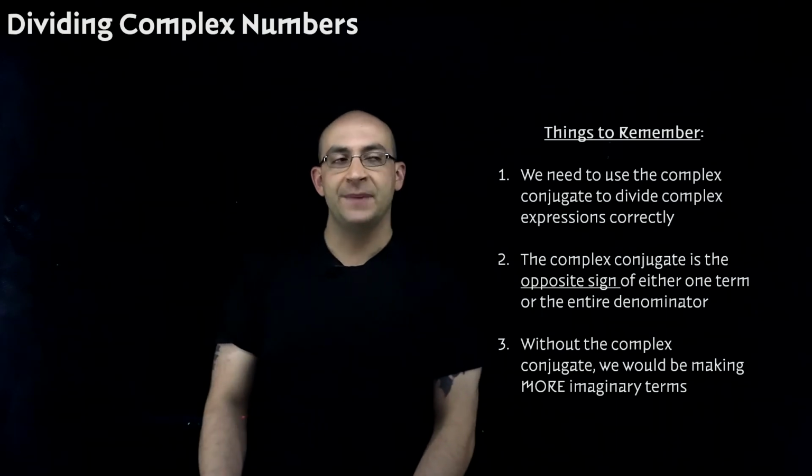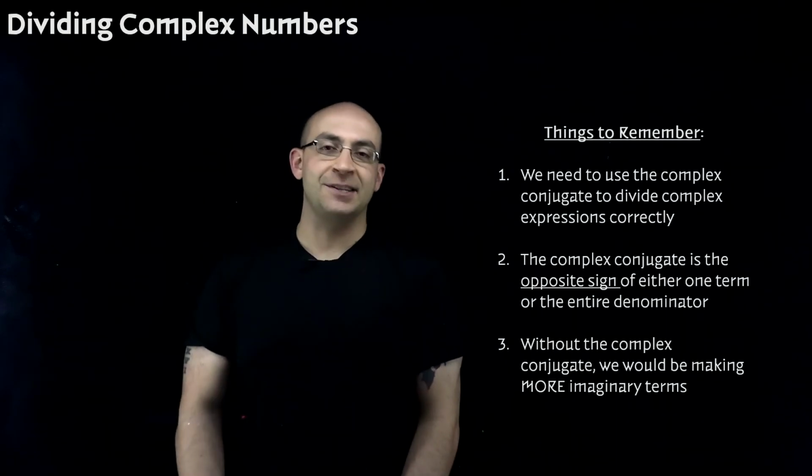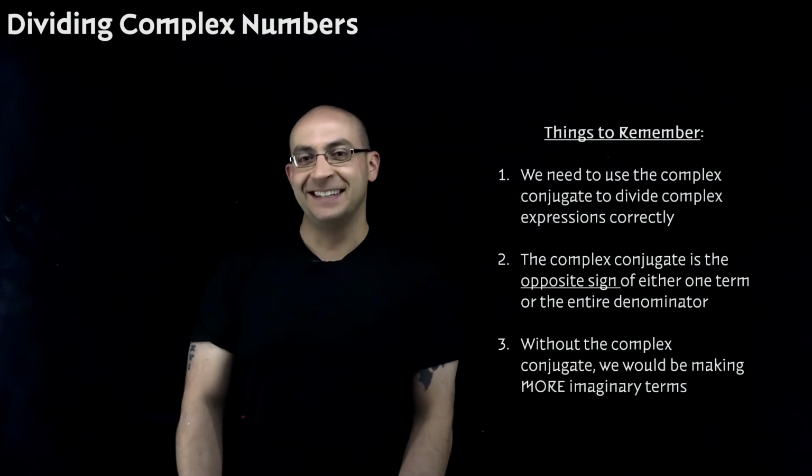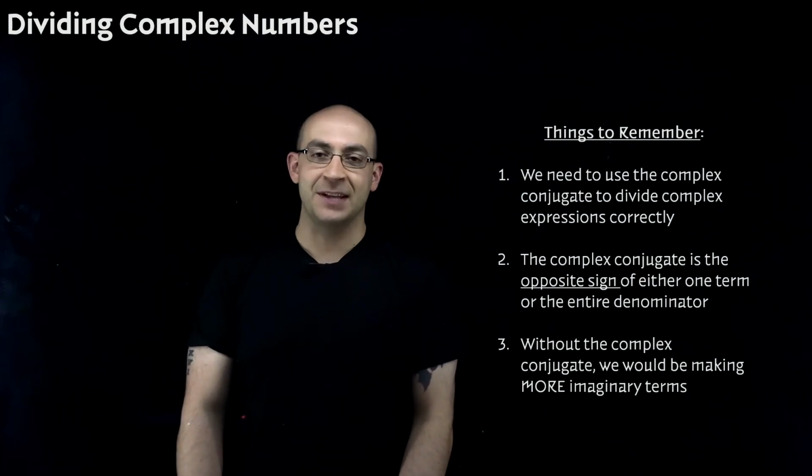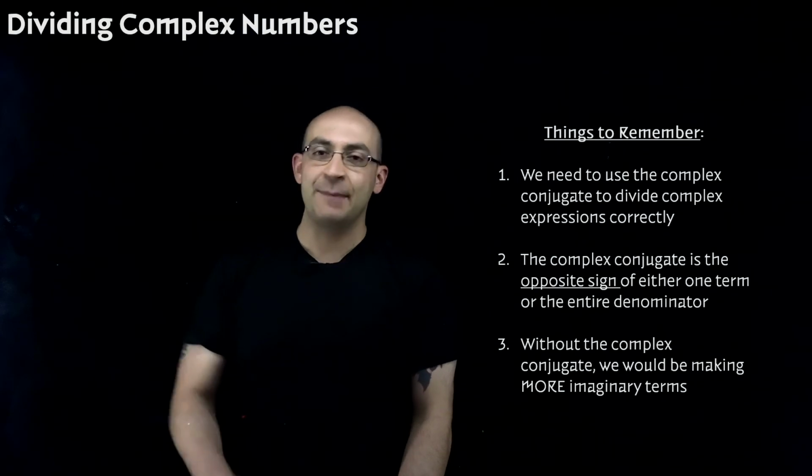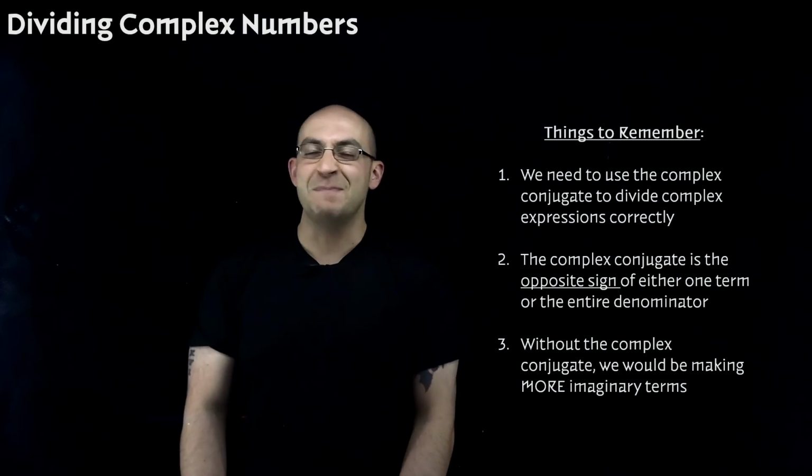And then number 3, the reason we do this with the complex conjugate is to make less i's, or make less complex numbers. If we multiply by the exact same thing, we'd make more of things.